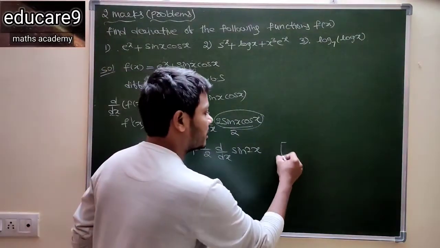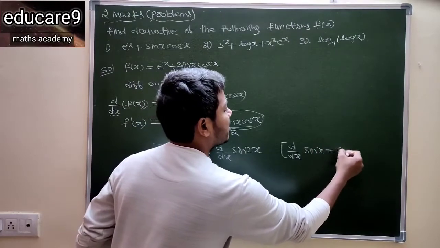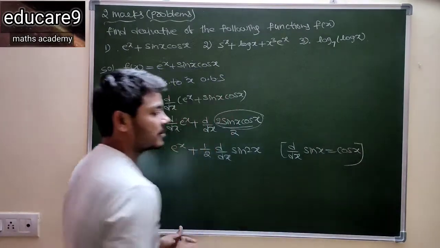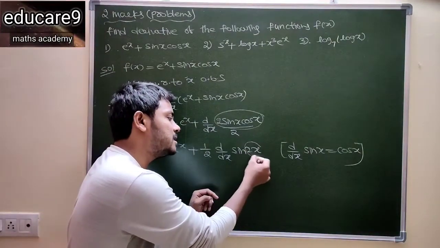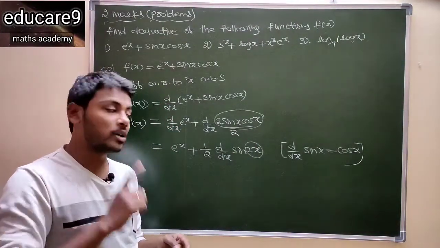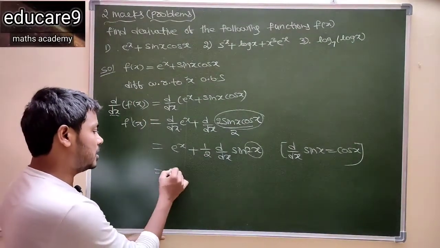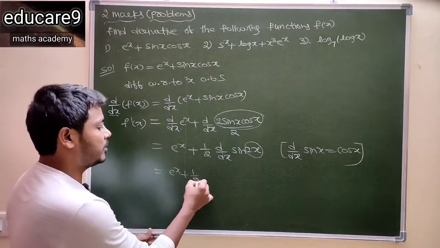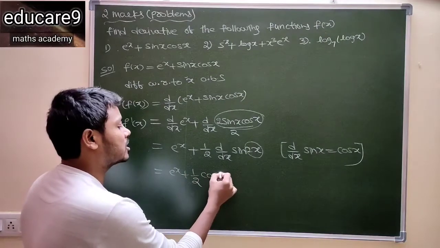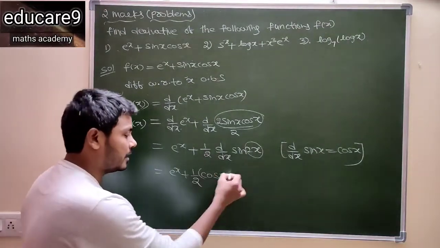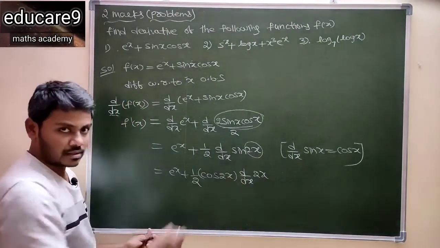So here you know that d by dx of sin x is what? Cos x. But in place of x, some change is there. So again we have to do the internal derivative. So that is e power x plus 1 by 2 into derivative of sin x, which is cos x. So simply write cos 2x. Again, the internal derivative of 2x.